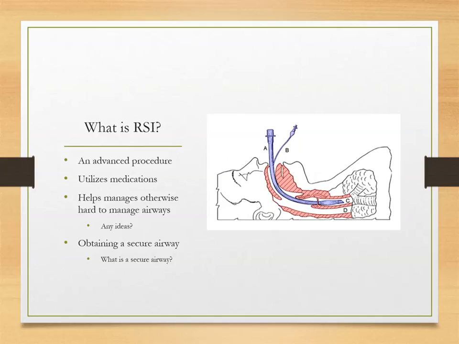So what are our goals of RSI? Everybody think for a minute. What are some of the goals of RSI? What are we wanting to accomplish? Well, A, we're wanting to establish a secure protected airway. B, we want to protect our patient from aspiration. And then C, we want to be able to establish a modality to change ventilator settings if necessary, so that we can optimize or maximize our oxygenation.